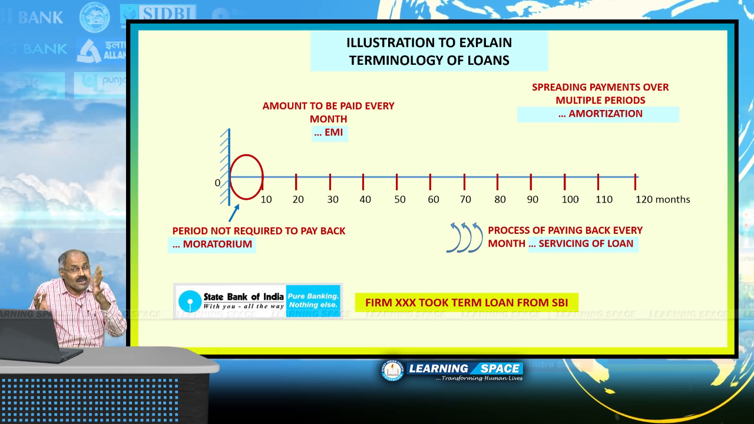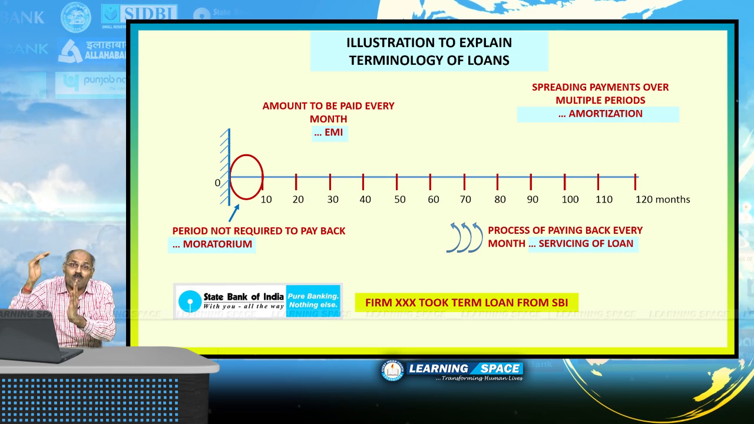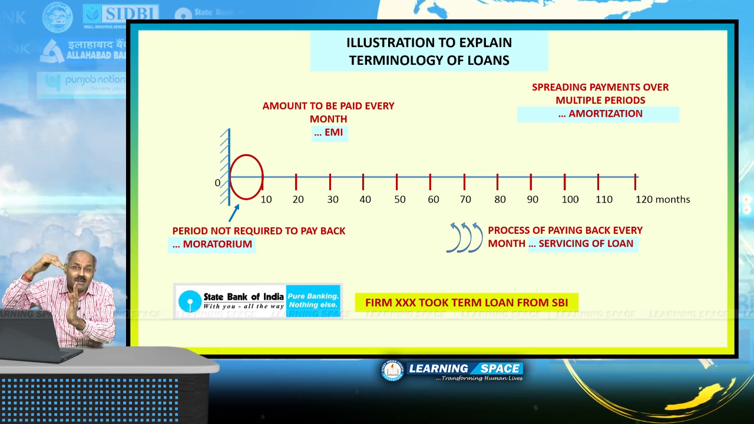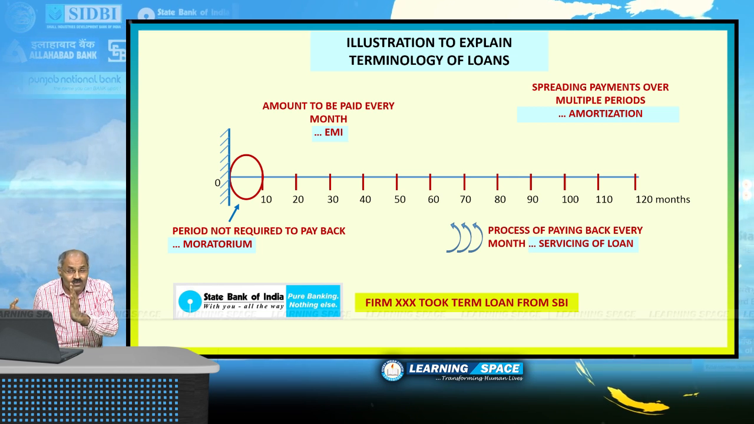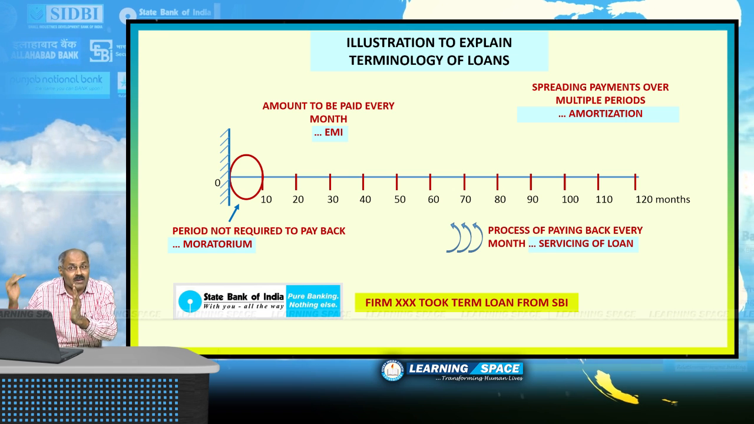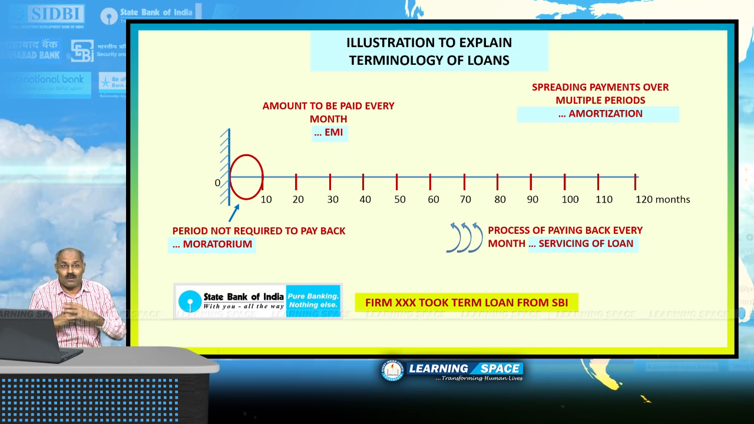Right? And the next one is the process of paying back EMI every month, which is called servicing of loan. The process of paying back the loan every month is called servicing of loan.